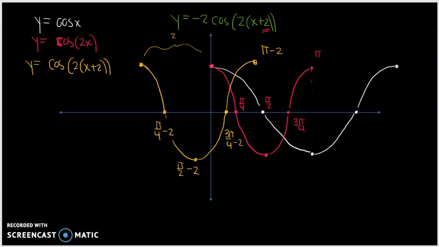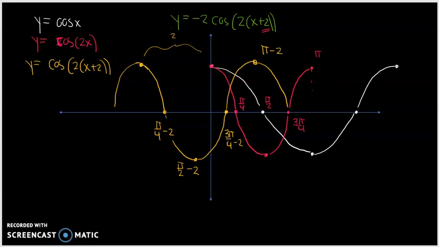Then you could continue the pattern. You could continue this yellow pattern to get more periods. It would just keep going down like that and so forth.